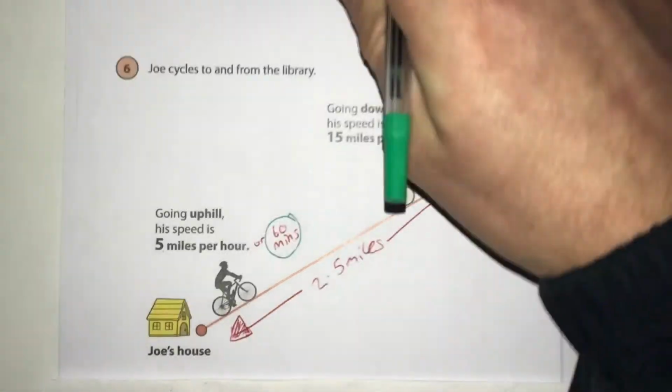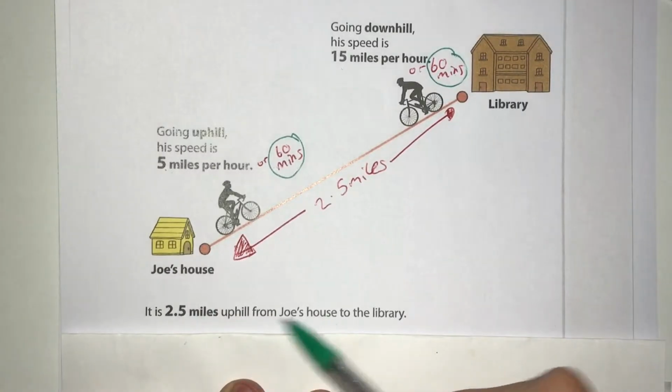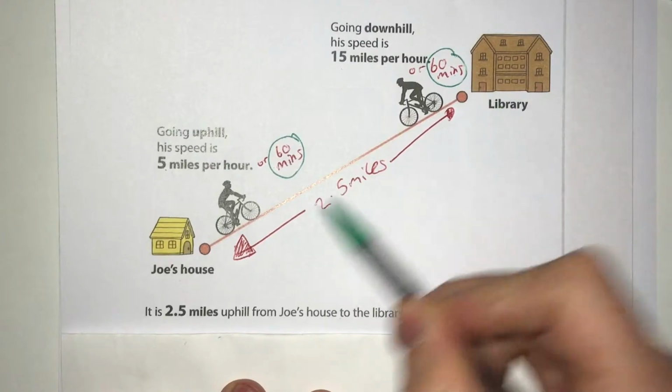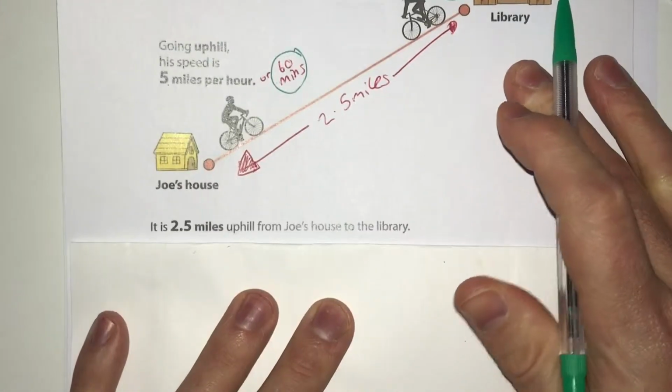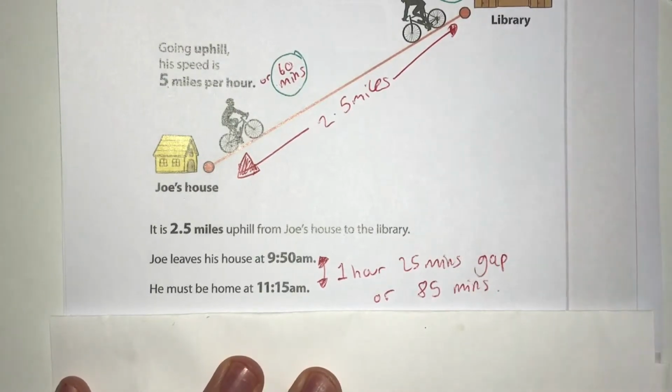Now, where's this 2.5 come from on my diagram? Well, let's have a look. It's 2.5 miles uphill from Joe's house to the library. So all I've done is write 2.5 on there to help my understanding. Okay, let's have a little look at what I've done here.